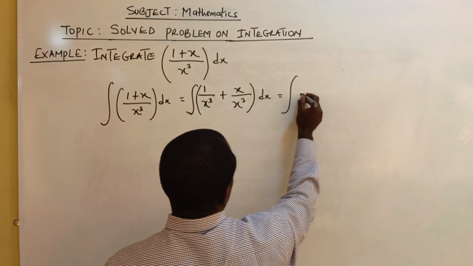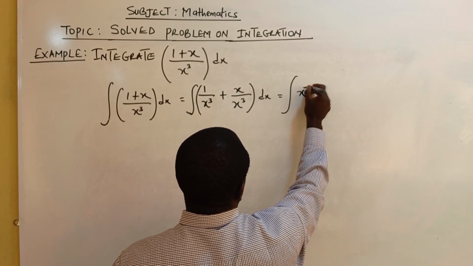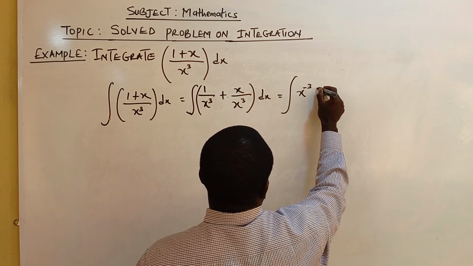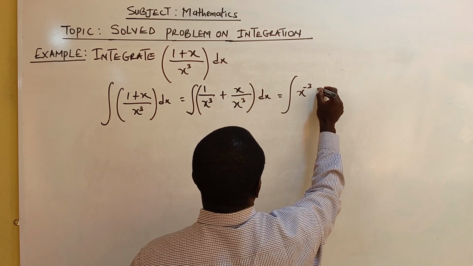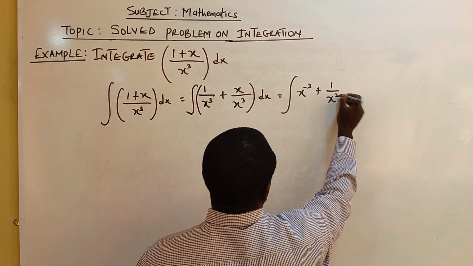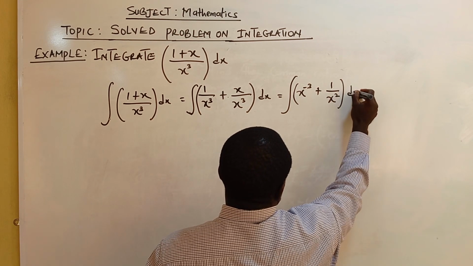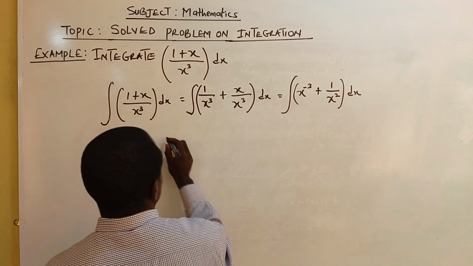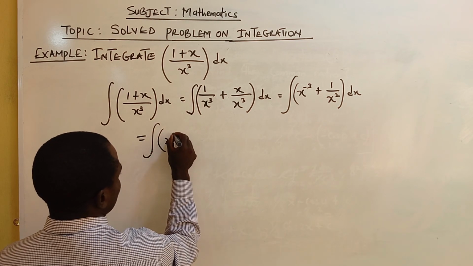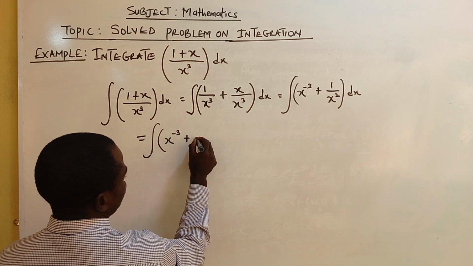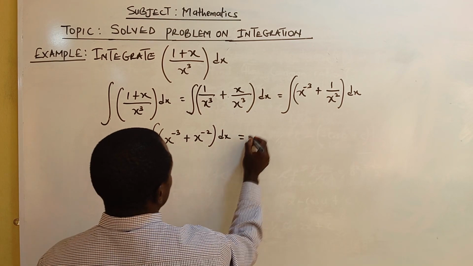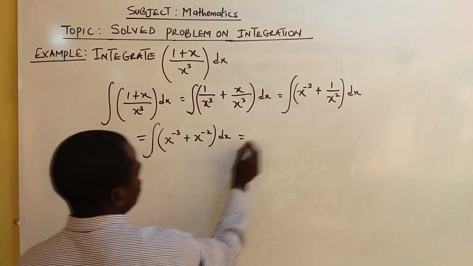When it goes up in indices, it becomes x raised to the power minus 3 when you remove the reciprocal, and this x becomes one of it, you are left with plus 1 over x squared dx. We need to raise this one up also, likewise, equals to the integral of x raised to the power minus 3 plus x raised to the power minus 2 dx equals to, now let's integrate it.